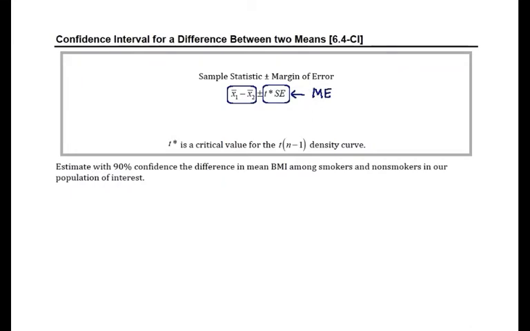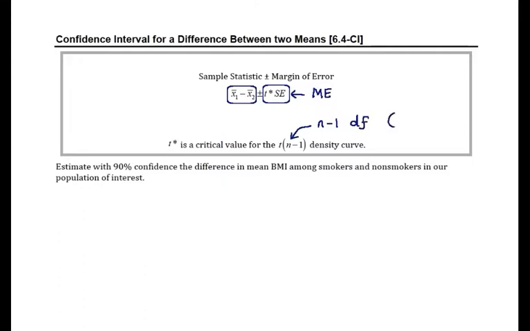Only now we're using the standard error formula that we established previously, or we're using the applets to calculate it for us. So we're getting our standard error by a different method, but otherwise our margin of error follows the same basic formula. And t star is a critical value for the t density curve, or the t distribution with n minus 1 degrees of freedom.